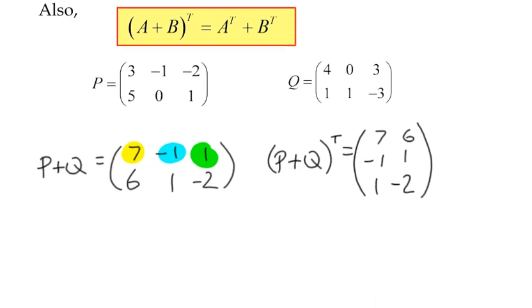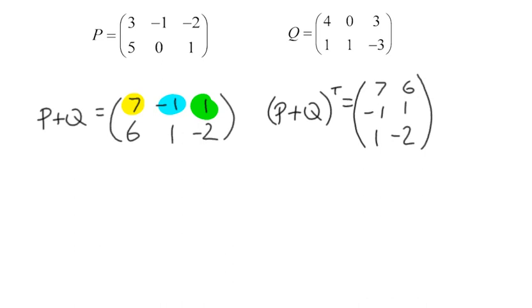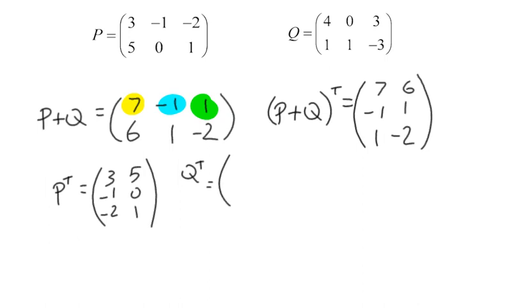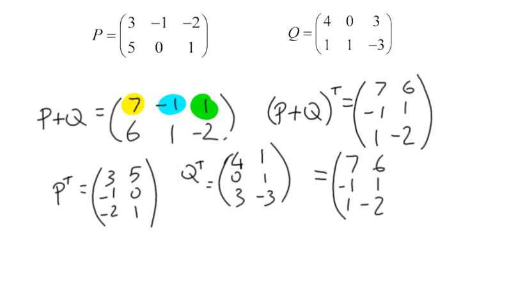However, if we had actually transposed the two matrices first of all, I would have got 3, negative 1, negative 2, 5, 0, 1, and Q is 4, 0, 3, 1, 1, negative 3. And if we add those two together, you can see that we would still get the same answer of 7, 6, negative 1, 1, and 1, negative 2.